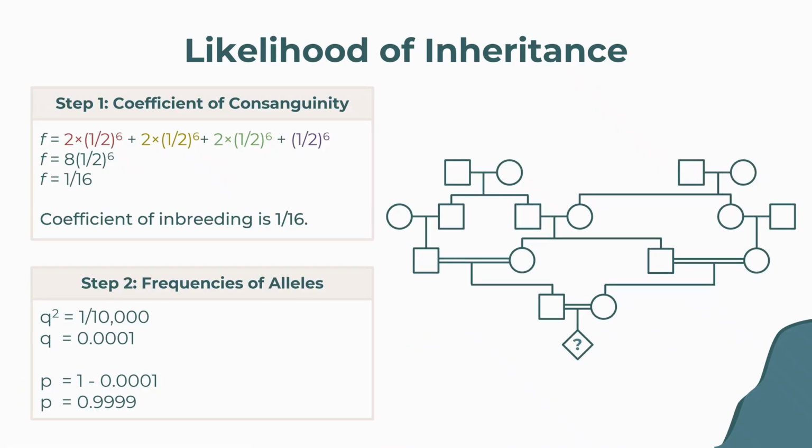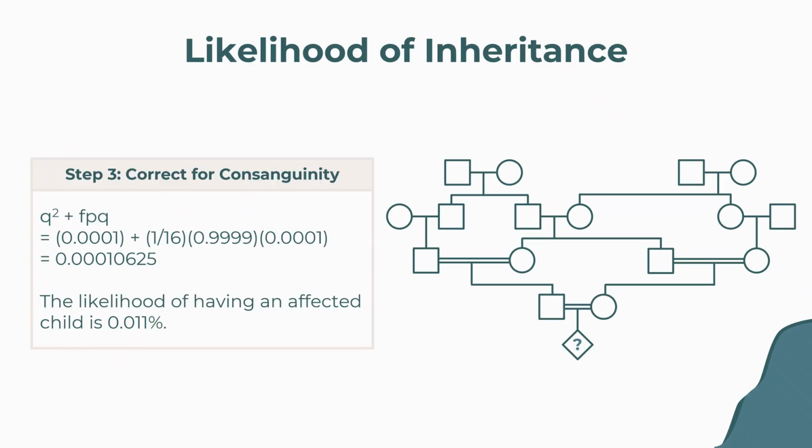Let's walk through this together. The first step is to calculate the coefficient of inbreeding, which we already did. So here we have 1 over 16. The next step is to calculate the individual frequencies of each allele. We know that the incidence of this recessive trait is 1 in 10,000. This is Q squared. From this, we can decipher that Q is 0.0001 and P is 0.999.